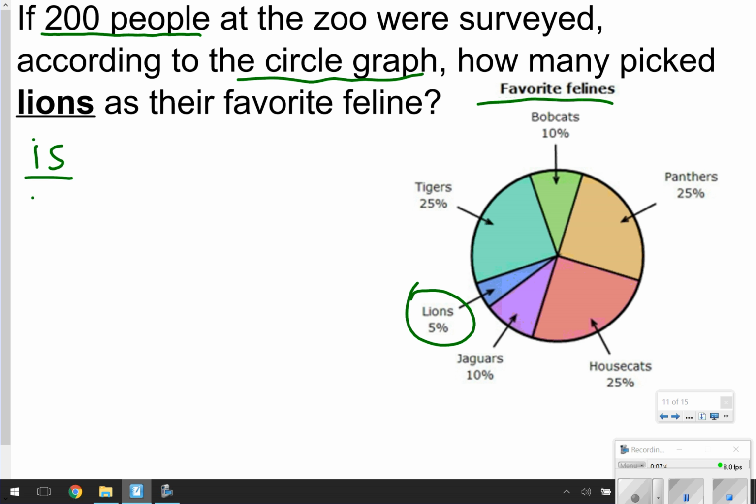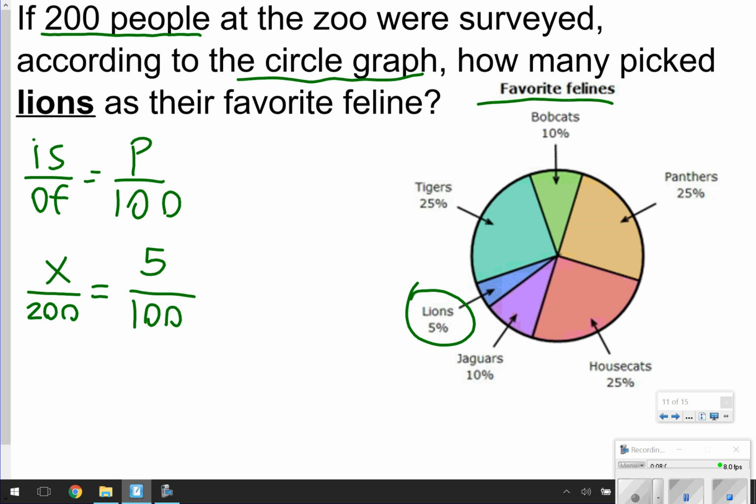Again, I'll be able to use my proportion is over of is equal to P over 100 to set up and solve for my answer. I know that a total of 200 people were at the zoo, so that's going to be the of, and then I just saw that lions is 5%, so that's 5 over 100, which means x will go for the is because that's what we're solving. We're going to go ahead and solve for x, cross multiply 200 times 5, or you can do 2 times 5, which is 10, and then add the 2 zeros, so 1,000, and then 100 times x, which is 100x.